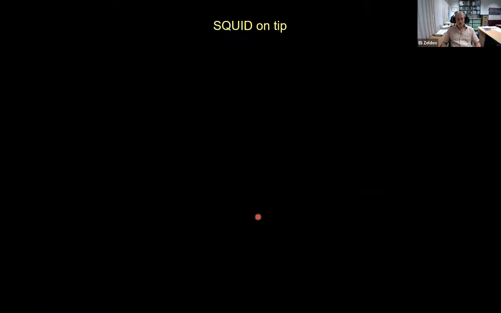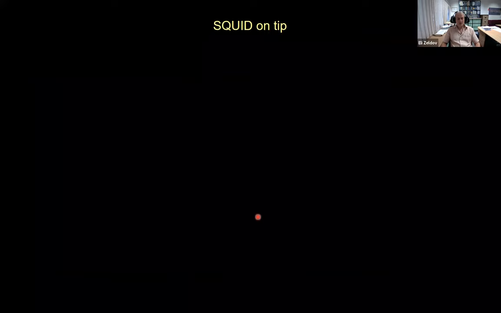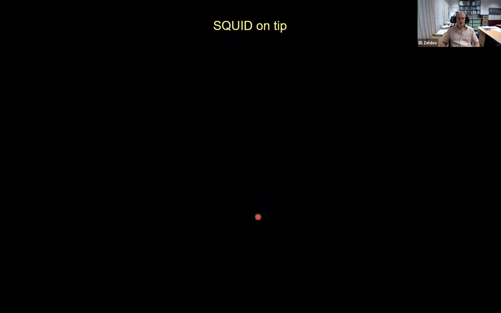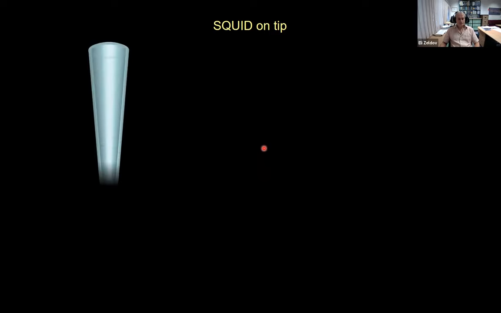So now we want to try to image the orbital magnetization and to understand some insights on the topology. Our tool is SQUID on tip. We take a quartz tube of about 1 millimeter, pull it to a sharp pipette down to a few tens of nanometers. And then we use one of these superconductors to do three-step deposition.